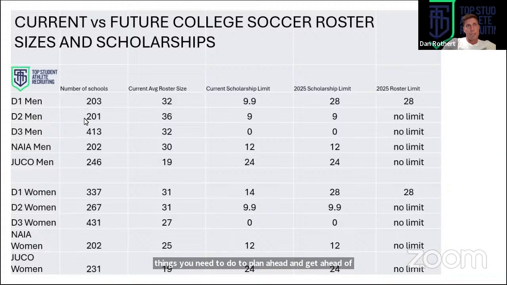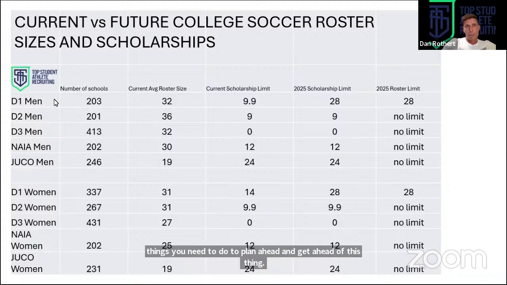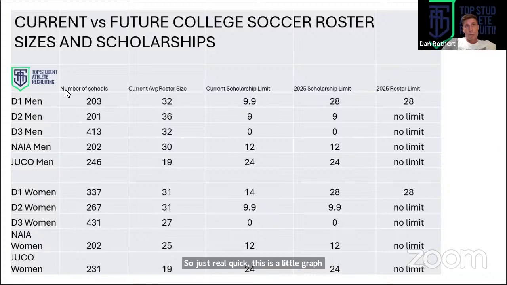So just real quick, this is a little graph of all the levels of college soccer. Division I has 203 men's teams. They have an average roster size right now of 32. If you go across to websites and count up all the kids on the rosters, the average roster size at Division I is 32. They have to get down to 28 next year.